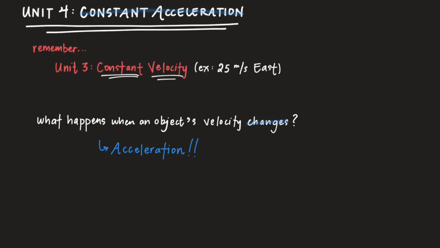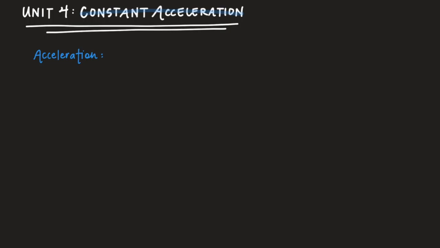So what is acceleration? Well, the good thing about this unit is that we're still really in motion, like we're still talking about motion. So acceleration is our only new term. So we don't have to define anything else. We're going to use all the same words from last unit. But acceleration is a change in velocity over a period of time. So if an object's velocity changes over a certain period of time, that is acceleration. So that's our definition.